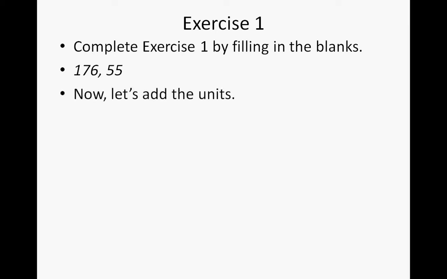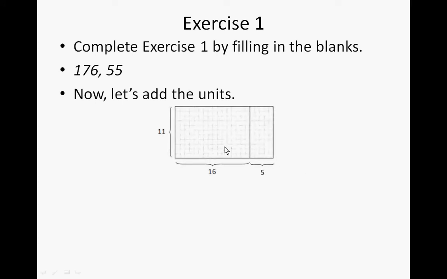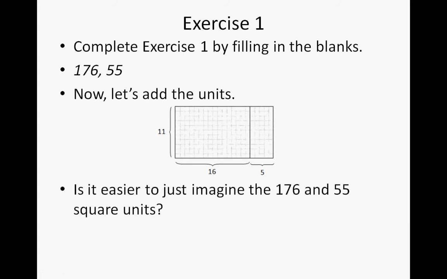So now let's add the units. Obviously, you're not going to do this, but if you were to add each one unit, this is what it would look like. This would be one row of 16 and one row of 5, and then we have multiplied it 11 times. Is it easier to just imagine the 176 and the 55 square units? Yes, it would be way easier to do that.